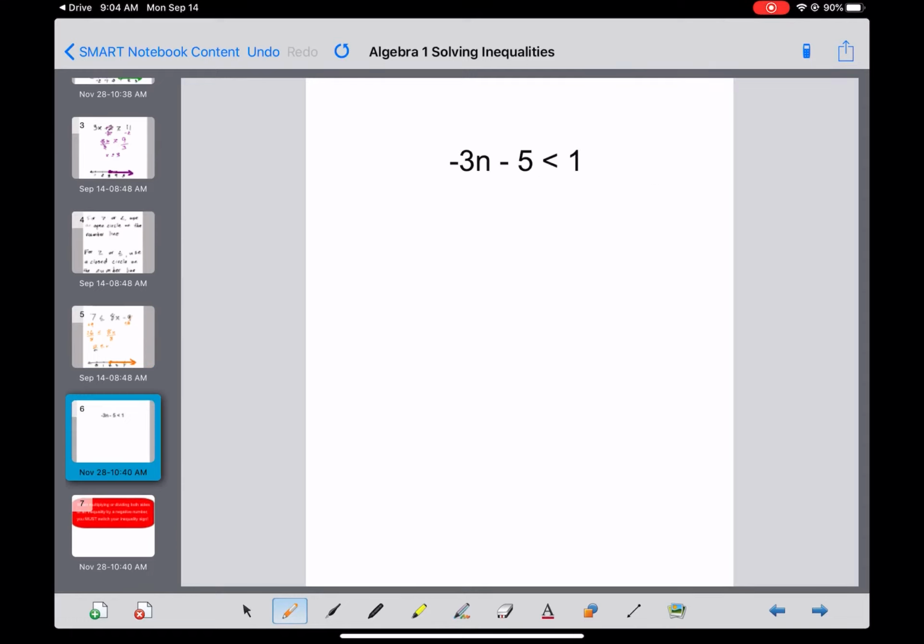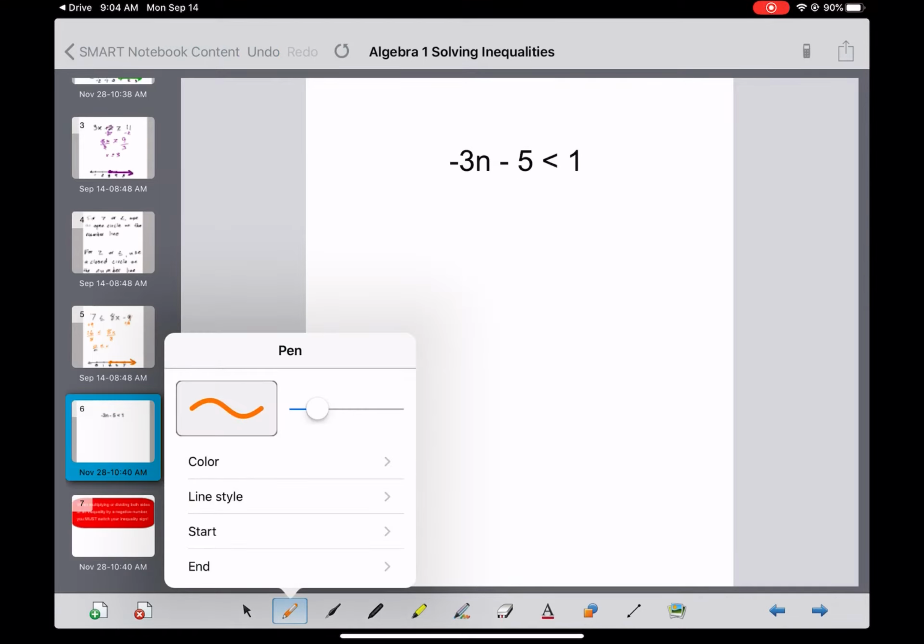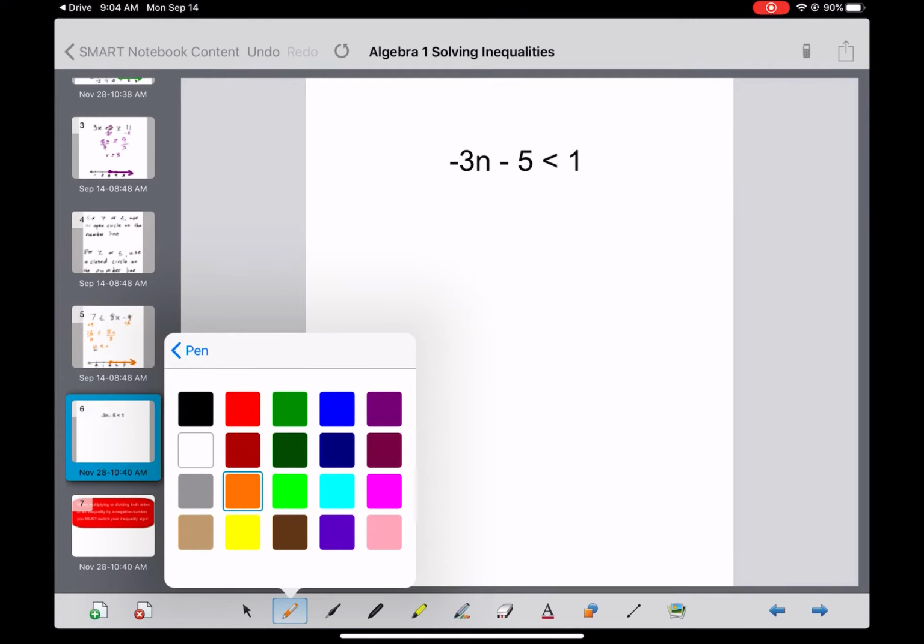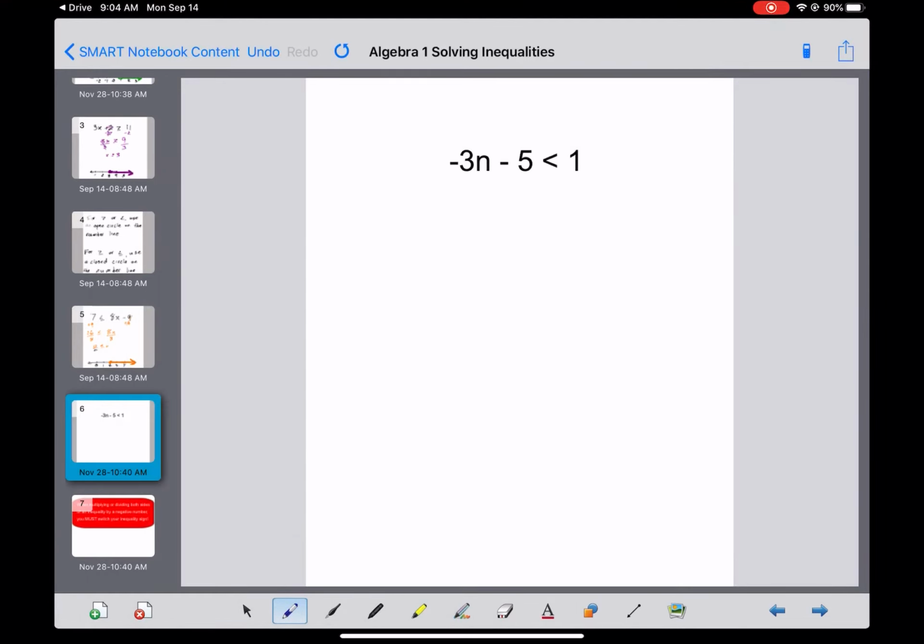Just one more example to look at here. Negative 3n minus 5 is less than 1. So again, solving this just like we would an equation. Hopefully that part is pretty straightforward. Add 5 on both sides to get rid of that. That's negative 3n is less than 6. Divide both sides by negative 3. So n is less than, this would be negative 2.